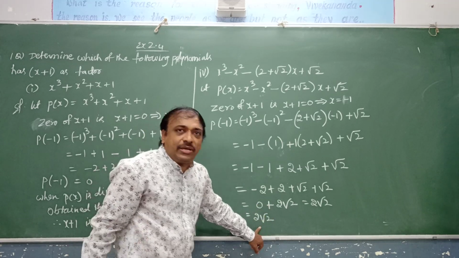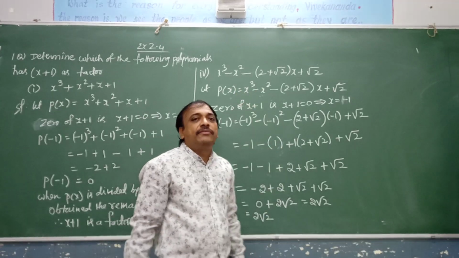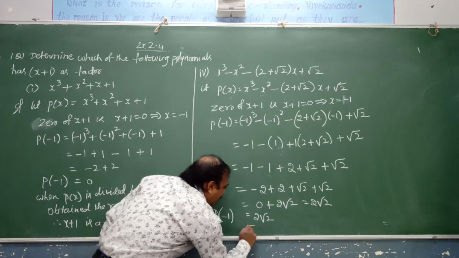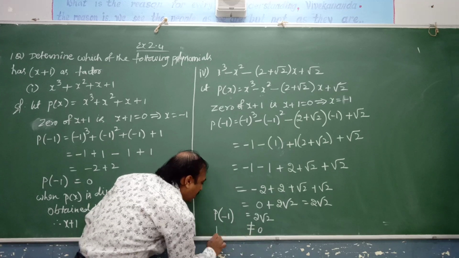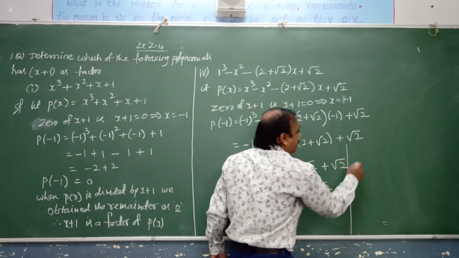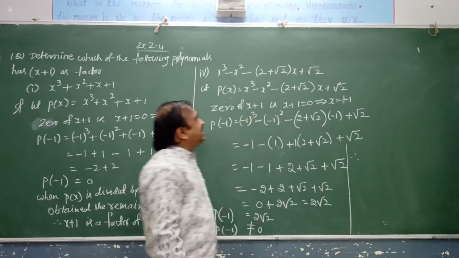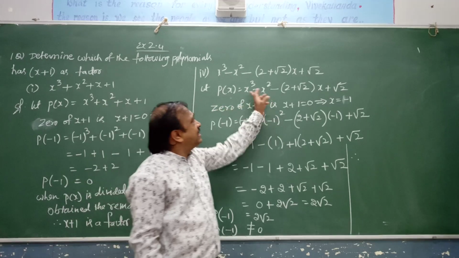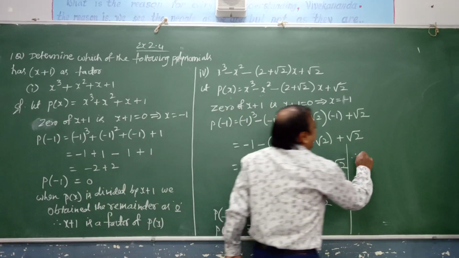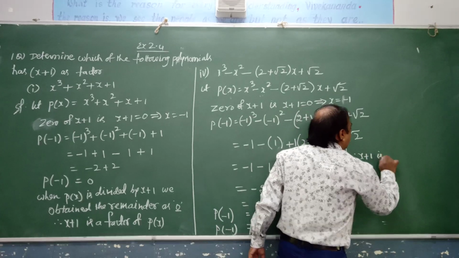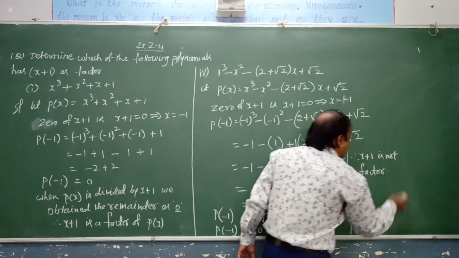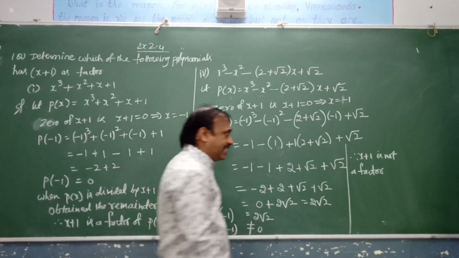If the remainder is not 0, then it is not a factor. So the remainder is not equal to 0. P of minus 1 is not equal to 0. Therefore x plus 1 is not a factor.